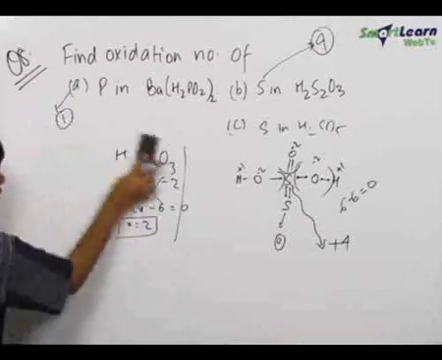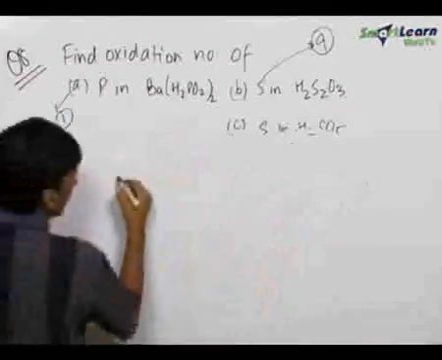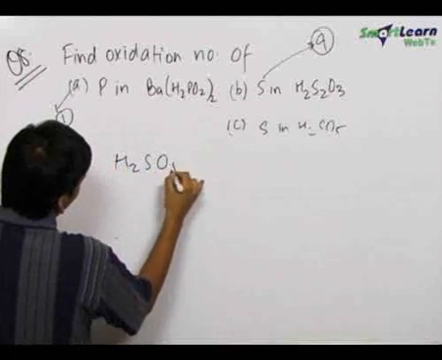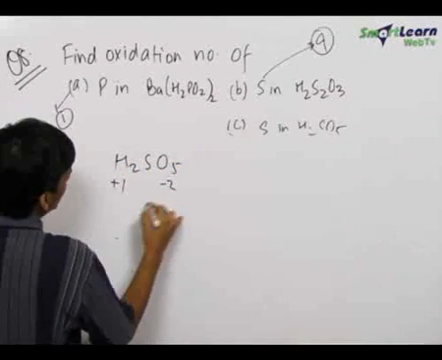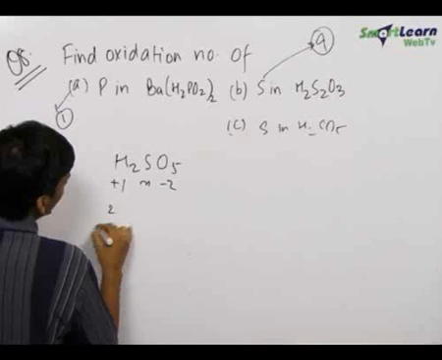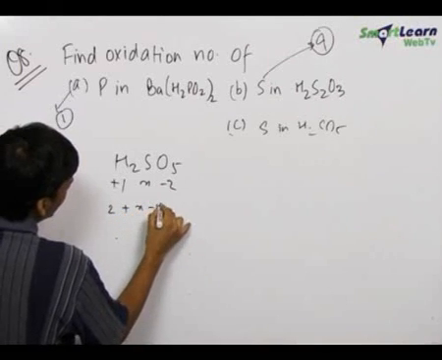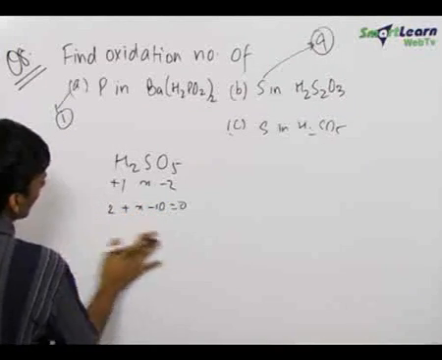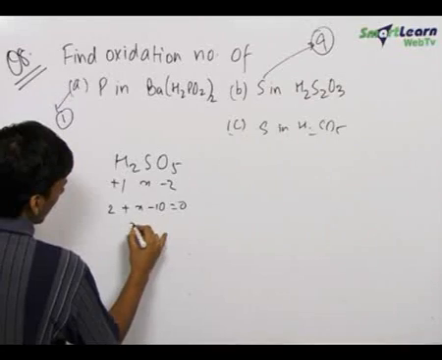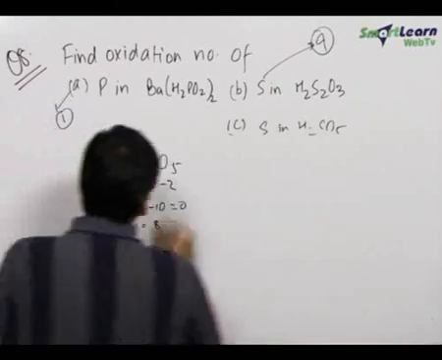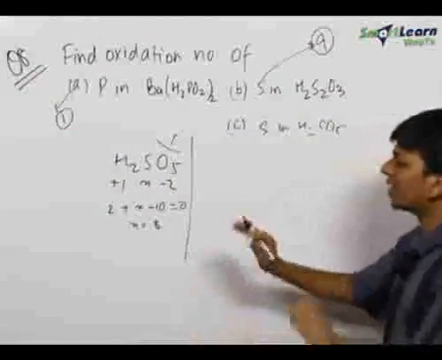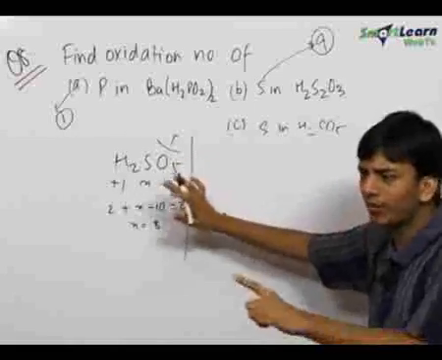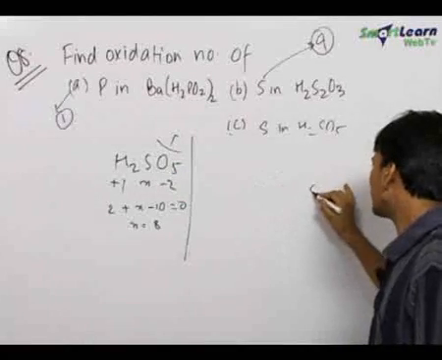Again, in the case of H2SO5, we see that if we assume this to be plus 1, this to be minus 2 and this to be x, we get 2 plus x minus 10 is equal to 0. That is, x is equal to 8. But again, this is the wrong answer because we have made some mistake in assuming the oxidation number of one of the atoms. So we can draw the figure.